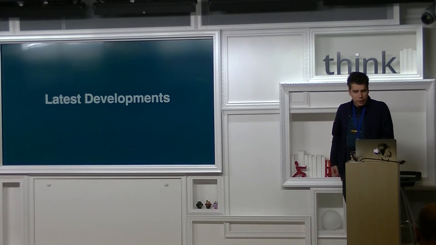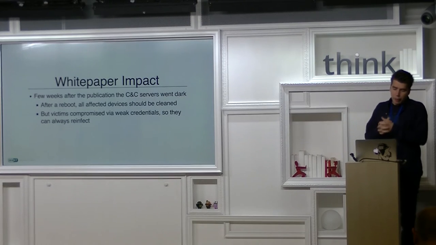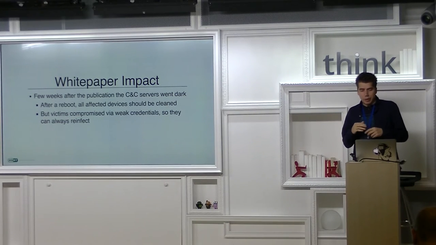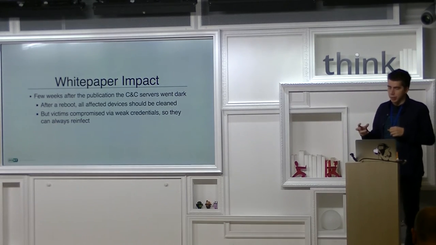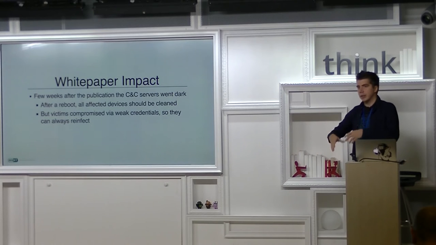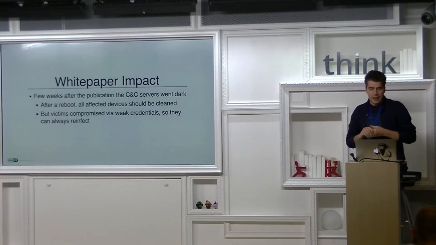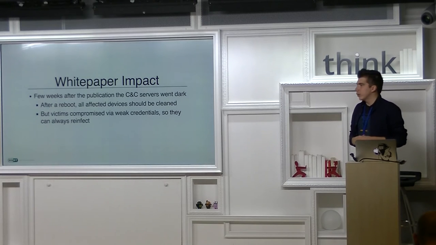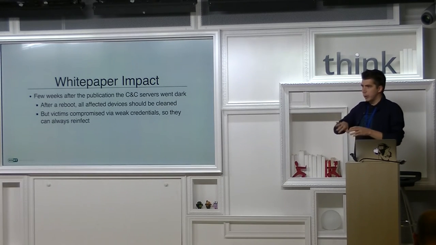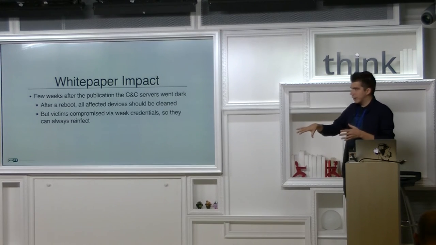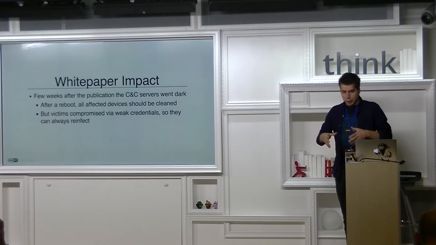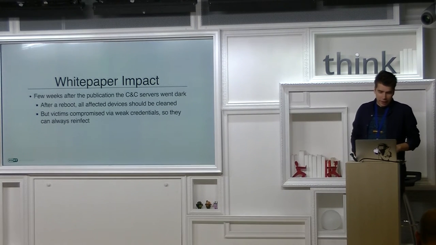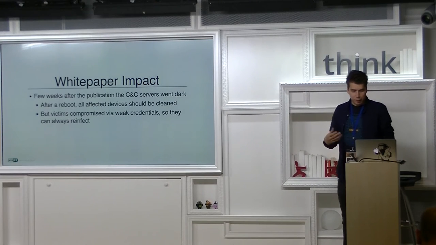So, latest developments. The impact of our white paper: a few weeks after the publication, the CNC went dark. I was in contact with the hosting provider, and I was trying to help get access to the IPs. I really wanted the IPs to assess the botnet size and the impact. He told me, oh, it's compromised, it's not malicious, I'm sure. I said, okay, cool, can I help clean it? I will do it for free. I will rent a server, install the old IPs on it, and just gather the traffic. But it didn't happen. I stopped hearing from him until we published.